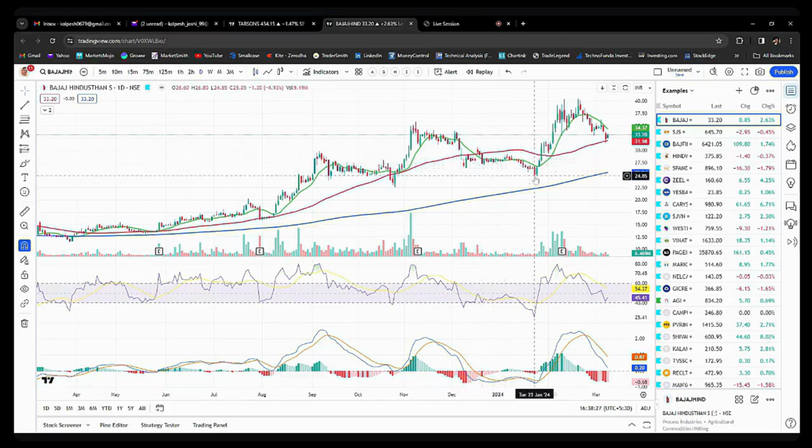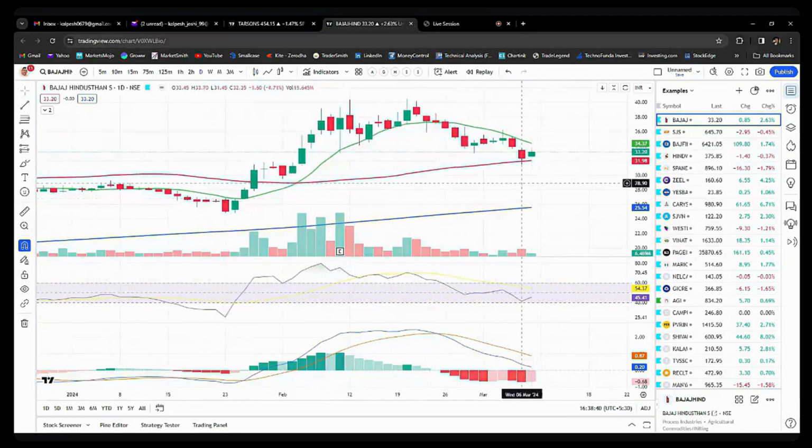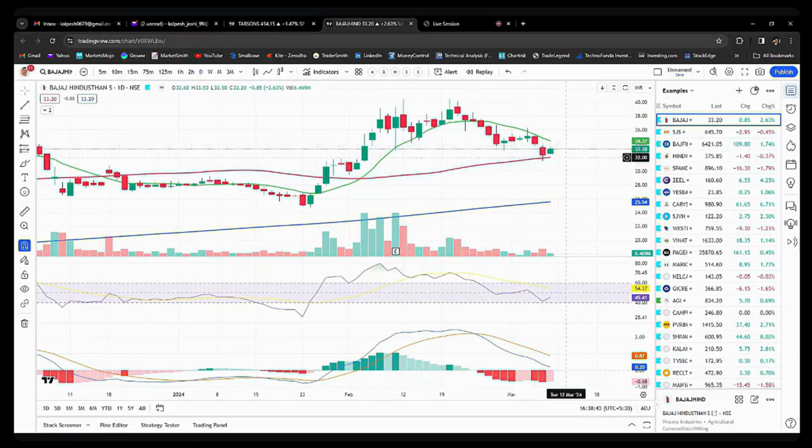1, 2, 3, 4, 5 days. Here it got broken. Again it crosses, and now Bajaj is currently at the 50 moving average support. And as you see, here we got a bullish, sorry, a reversal pattern. Can anyone name it in the chat box? Yeah, it's a bullish Harami pattern.